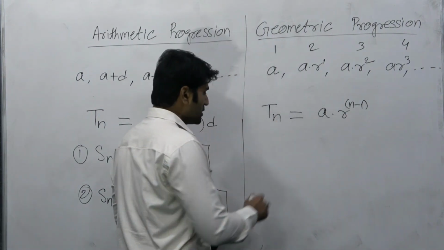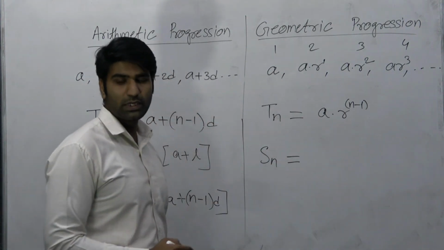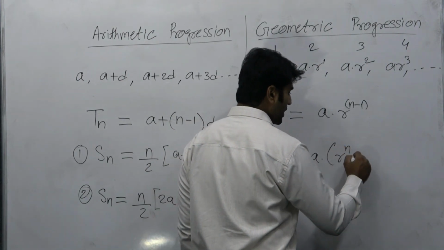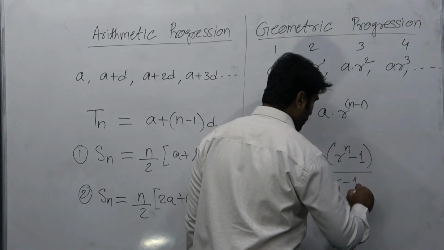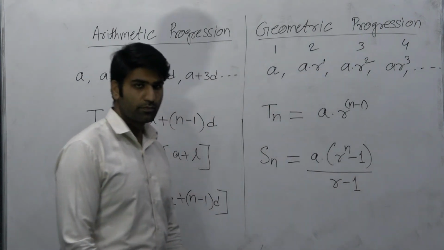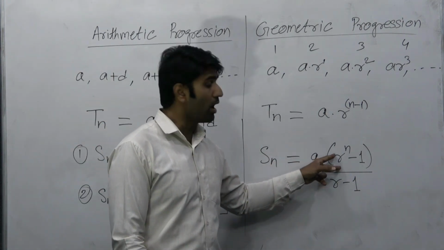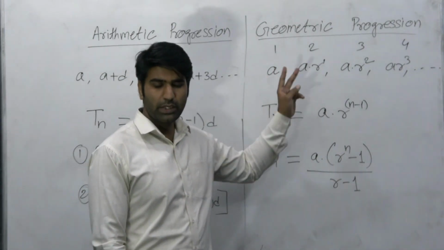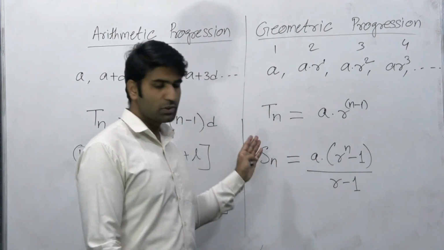Okay, and there is also a formula for Sn. Sum of n terms is equal to a into bracket r raised to n minus 1 upon r minus 1. Okay, so what is a? The first term. What is r? The ratio between any two consecutive terms. Okay, so that is the ratio, and the rest we know.